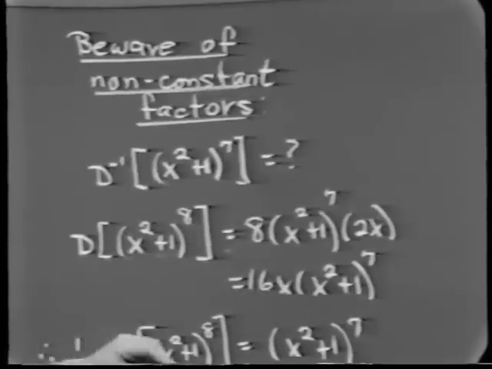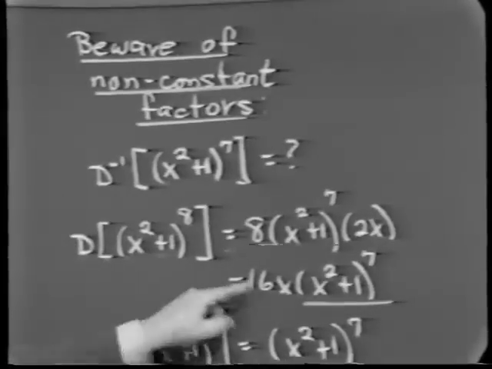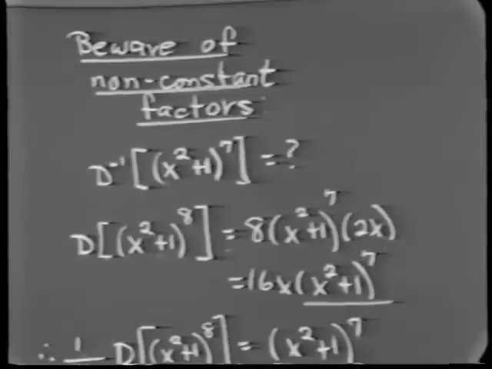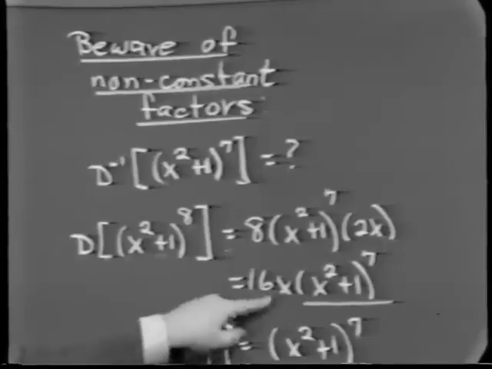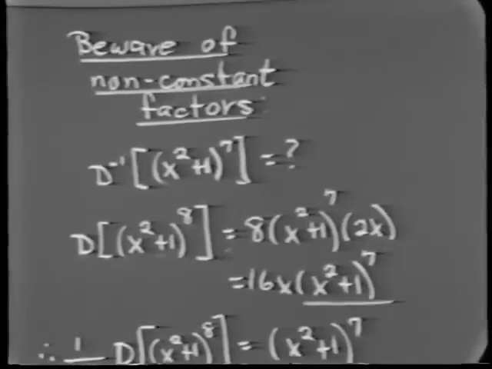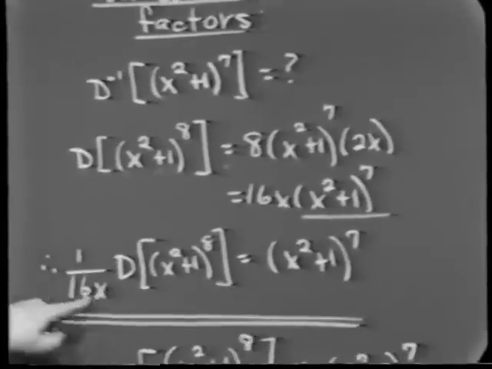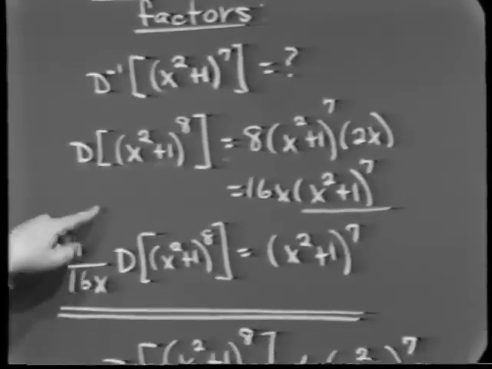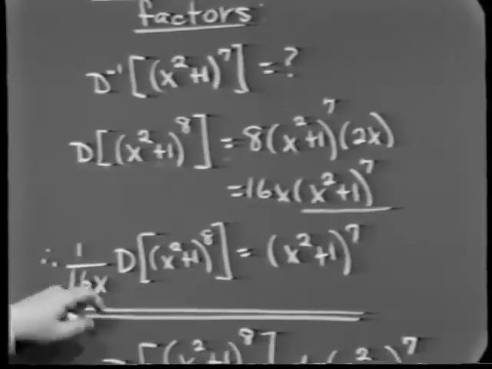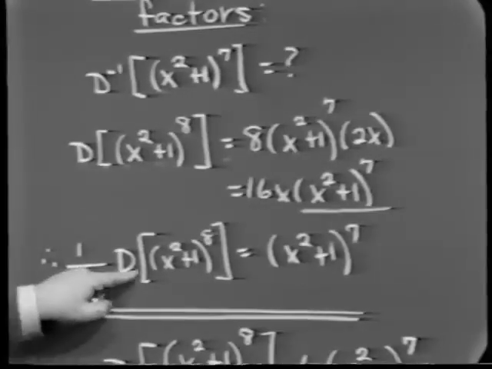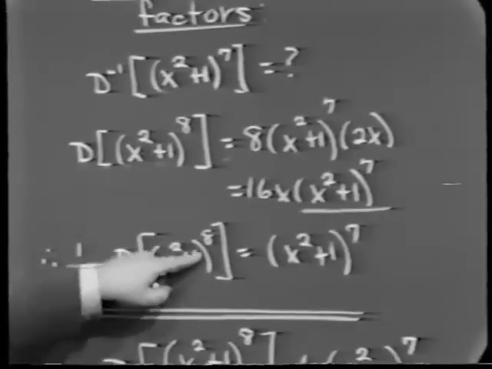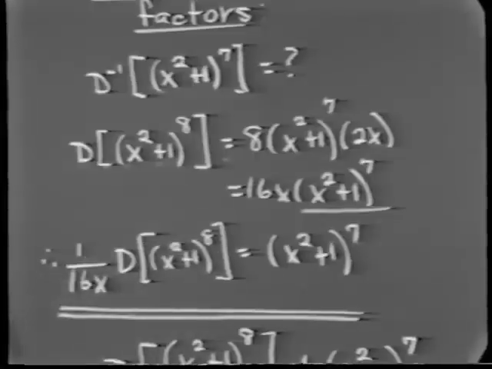Now, how much did I want to get? I wanted to get just x squared plus 1 to the 7th. That put me off by a factor of 16x. Now I say, okay, I'll fix that up. Namely, I'll divide both sides by 16x, assuming, of course, that x is not 0. And this, by the way, is perfectly valid. I can now go from here to here and say, look, 1 over 16x times the derivative of x squared plus 1 to the 8th with respect to x is x squared plus 1 to the 7th.